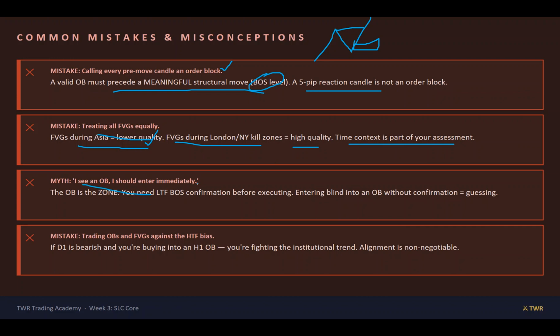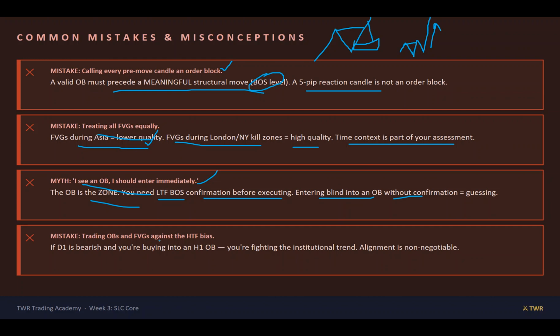You see an order block, I should enter. Order block is on? You need a lower time frame, LTF, break of structure confirmation before entering. So once price has returned to your order block, go down to a lower time frame, start looking for a shift, change of character, look to play the continuation. Entering blindly on an order block without confirmation is gambling.